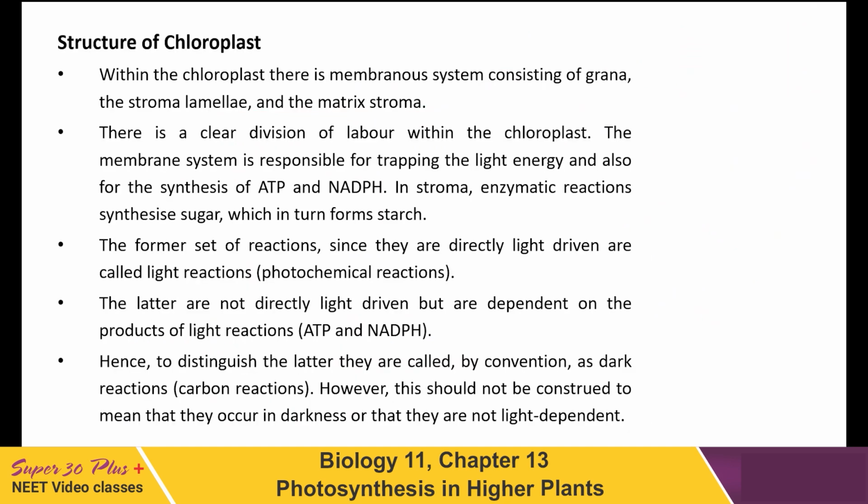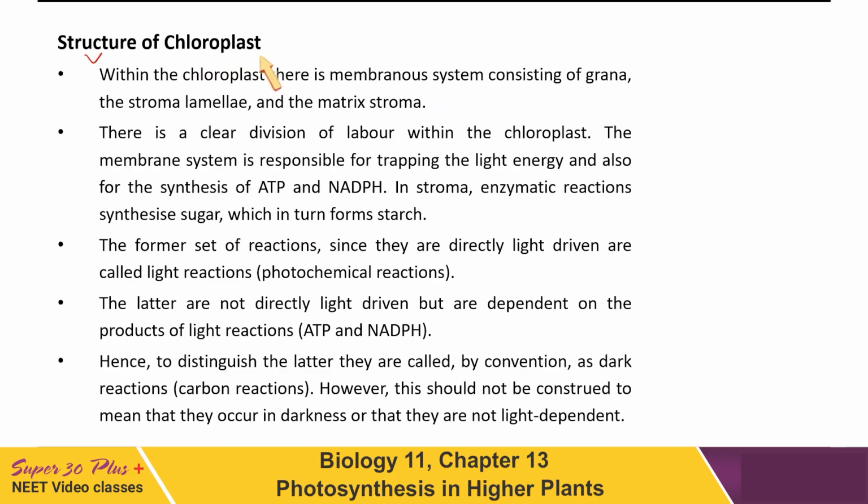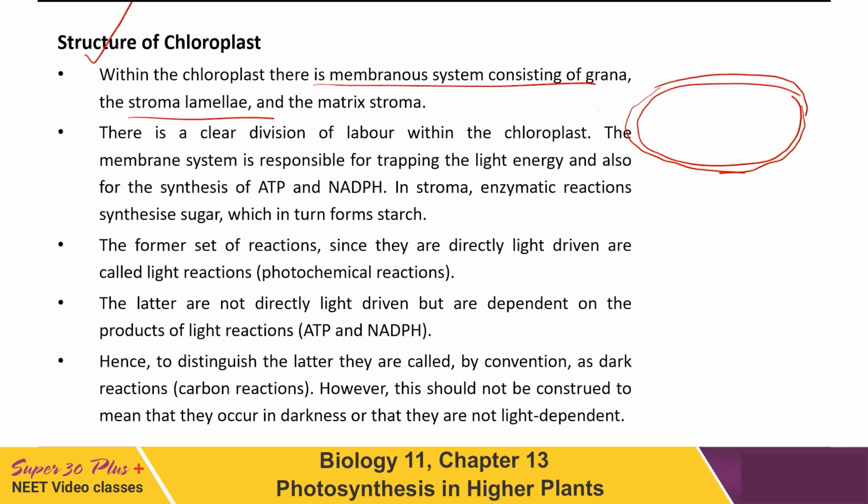Now we have to see the structure of chloroplast. Already in the unit on cell you have seen chloroplast, a membranous system consisting of grana and stroma. I can recall it now. This is the largest cell organelle, which consists of two membranes, the outer membrane and the inner membrane. This is the outer membrane, and this one is the inner membrane.